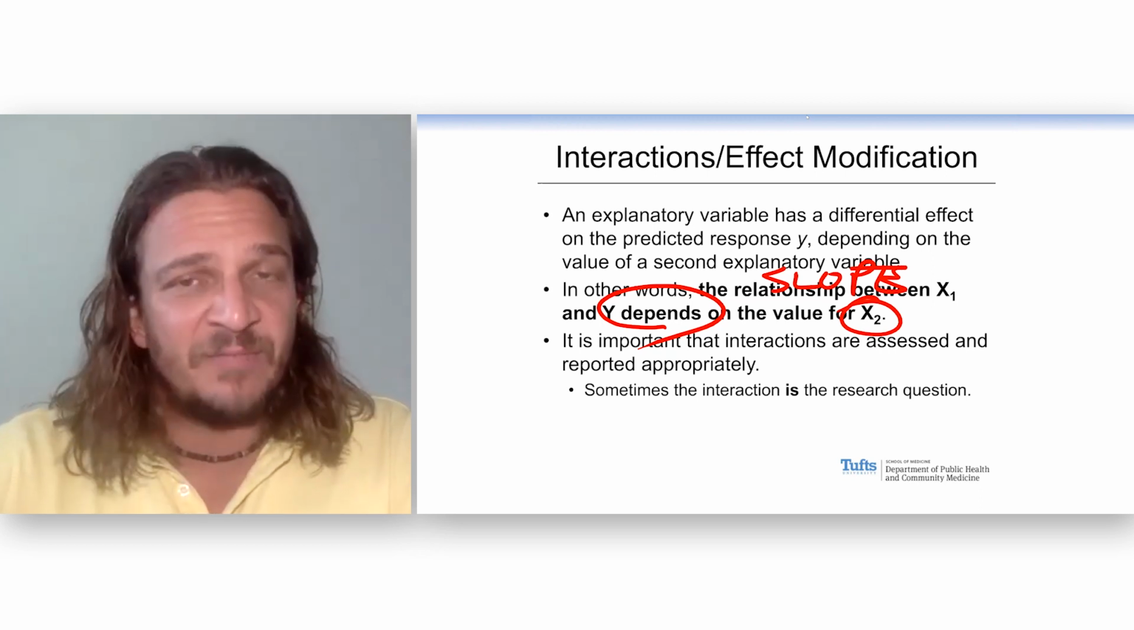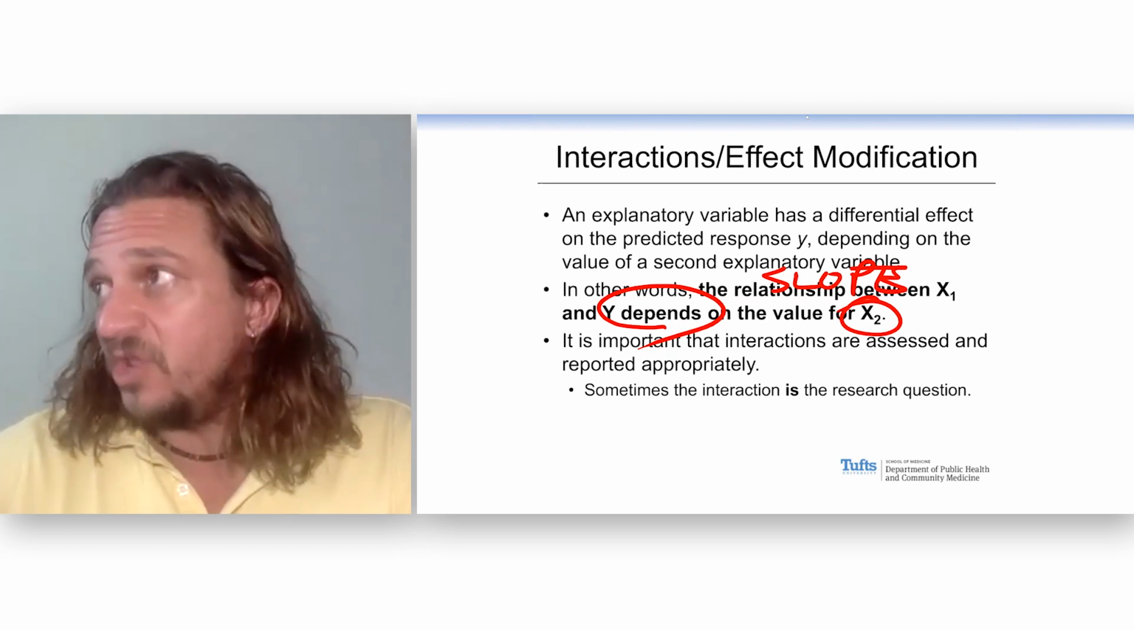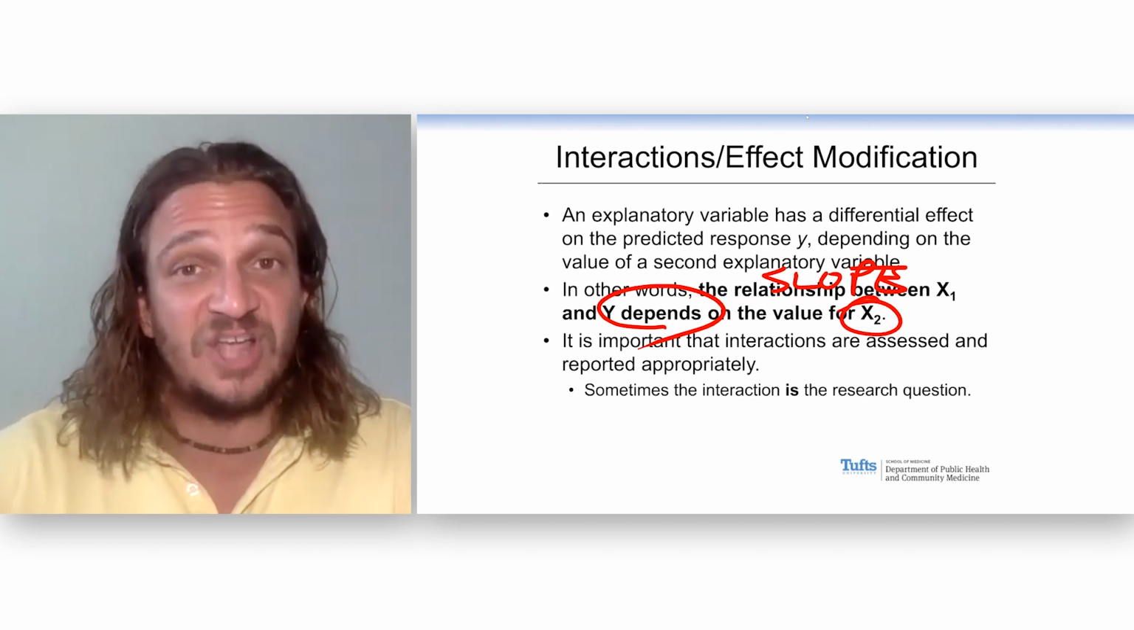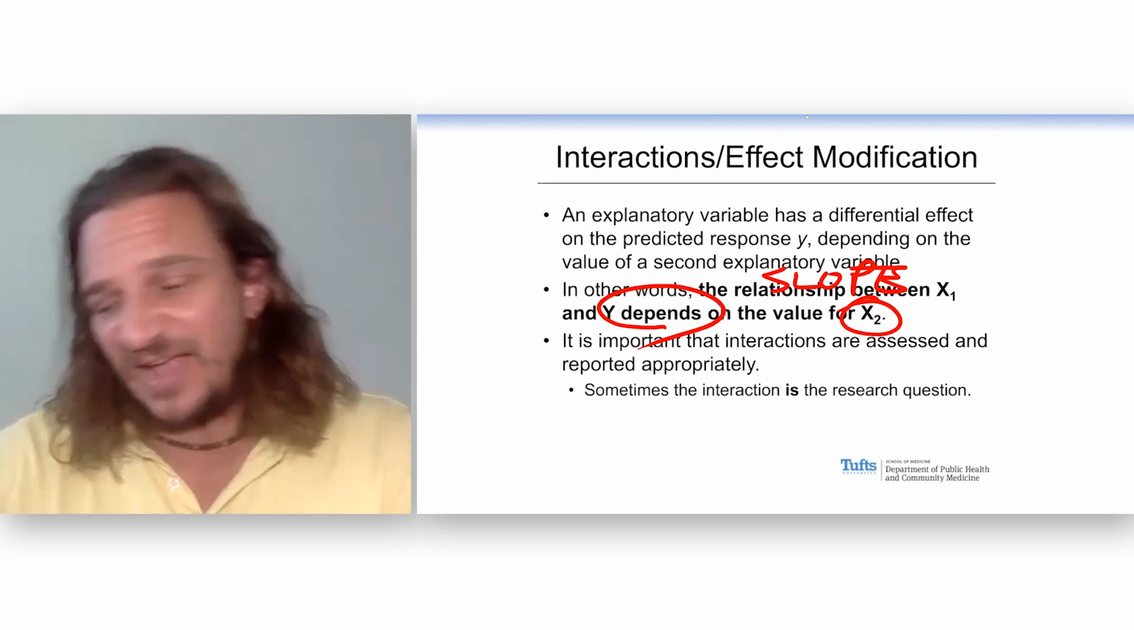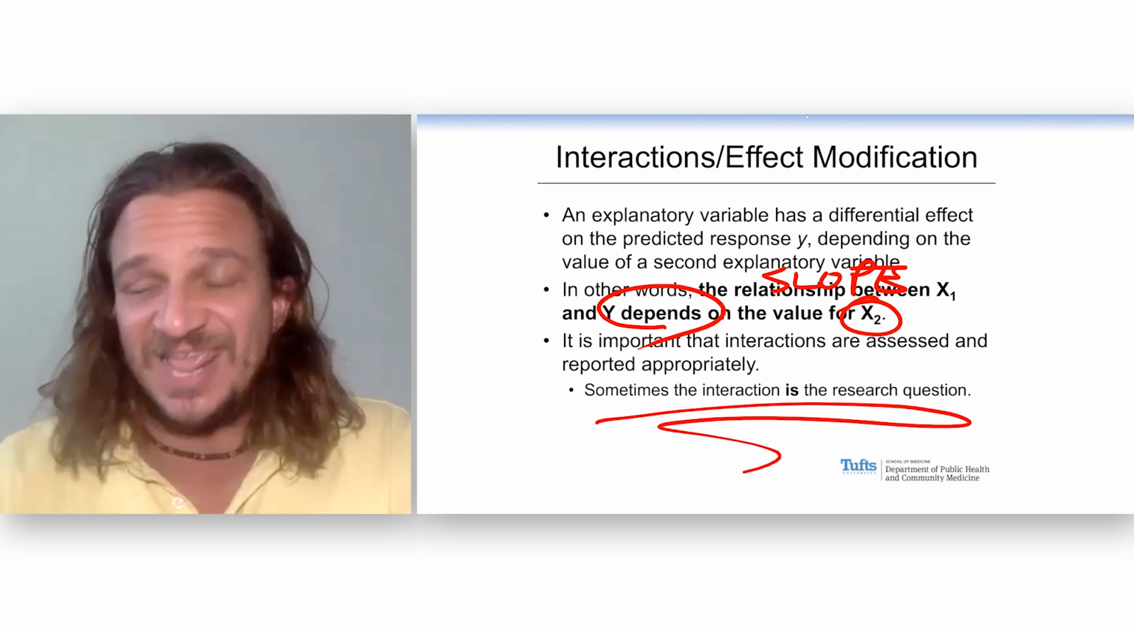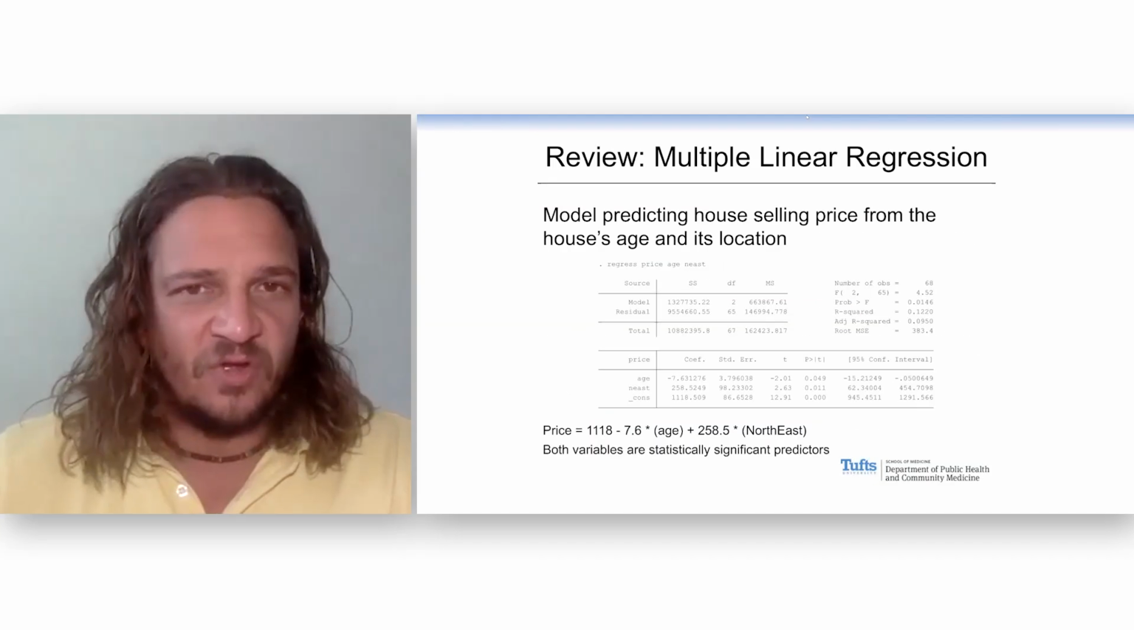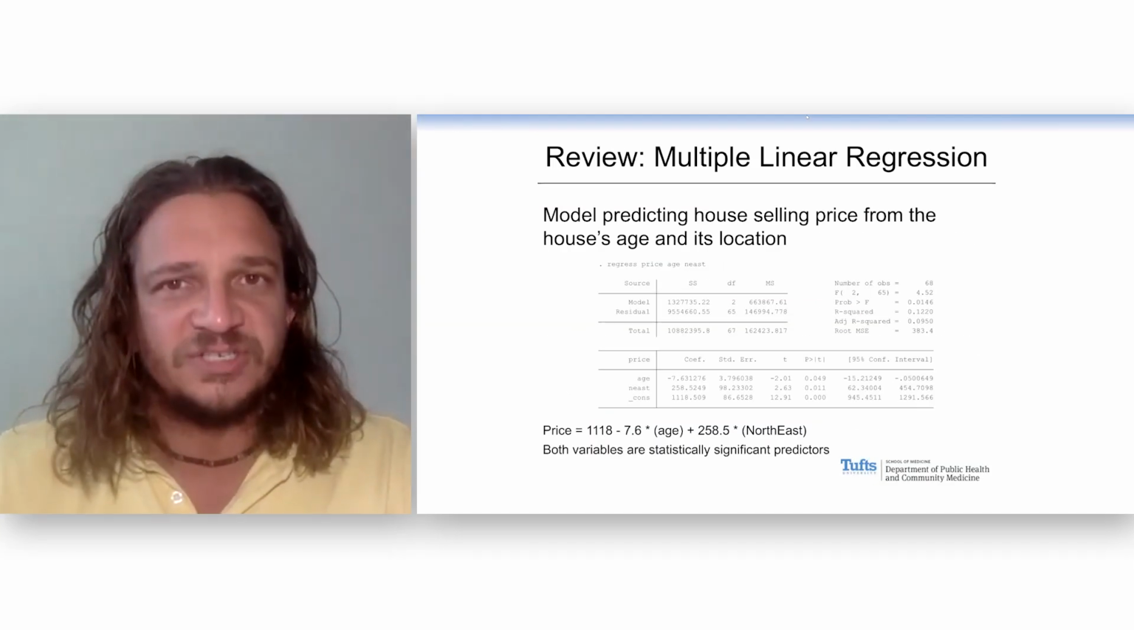Now, effect modification, you want to find it. You want to look for it. These are important things that you're discovering, truths about the real world. In fact, sometimes looking for that interaction actually is the research question. Let's review multiple linear regression.